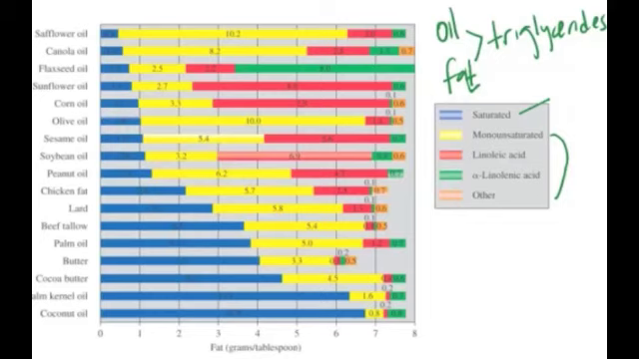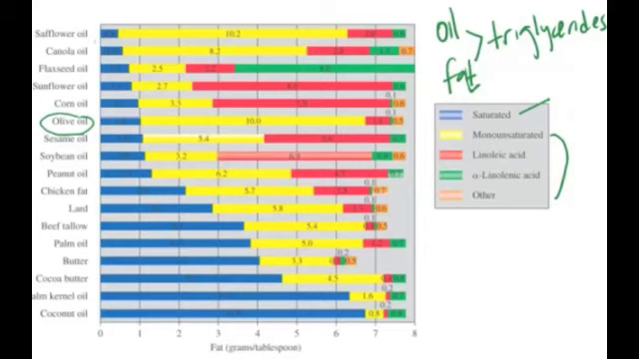So looking at this graph here, you can see that, for example, olive oil, the way you read this is the number of grams of fat per tablespoon of the oil or fat. And so in this case, there's 10 grams of monounsaturated fat, and it's mostly oleic acid. The word oleic acid comes from the word olive. So olive oil is high in oleic acid, which is a monounsaturated fatty acid.